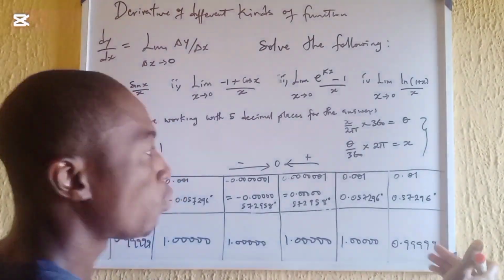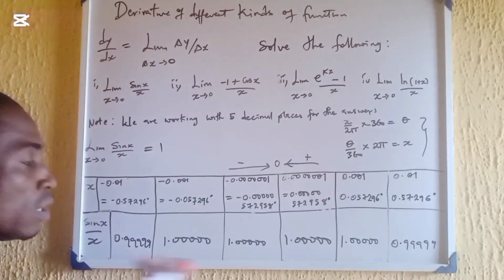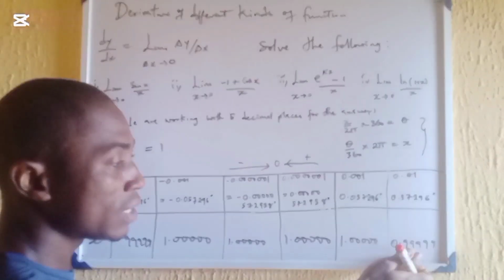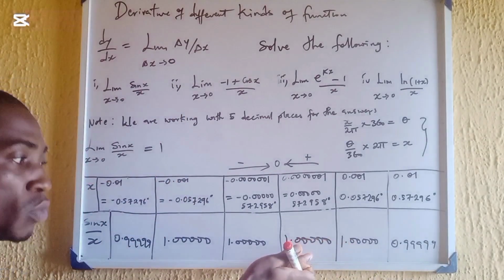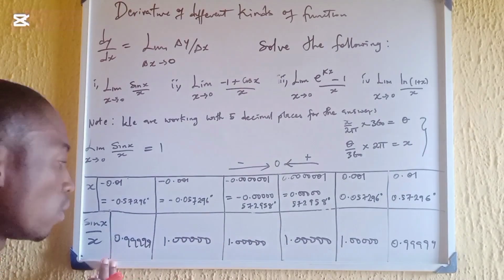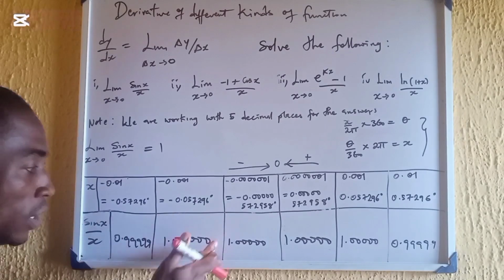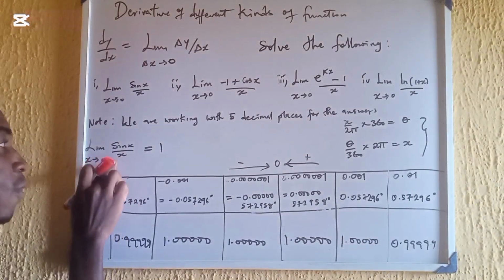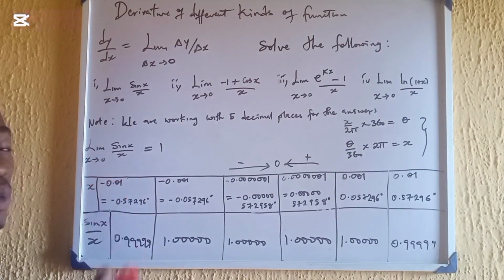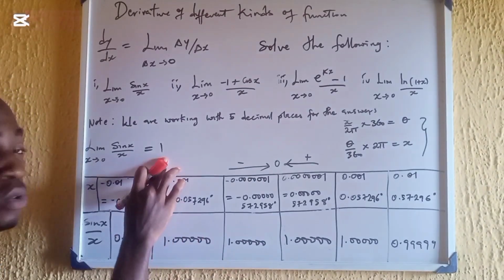So you notice that as we are approaching 0 from the right, we're actually approaching 1. That's the function is approaching 1. So here we had 0.99999. Then here we had 1. Then for the next one, we still had 1. The same thing happened for the left-hand side. We initially had 0.99999. Then for the next value of x, we had 1. Then for the next one, we still have 1. So which shows that the limit of this function as x tends to 0, that means as we go close to 0 from the right-hand side and from the left-hand side, is equal to 1.